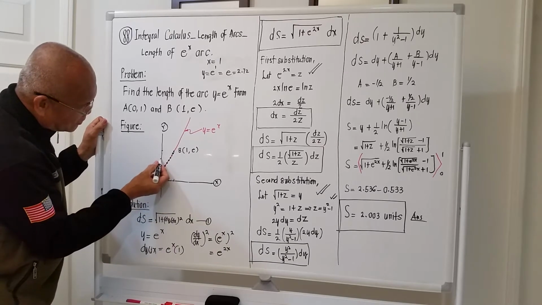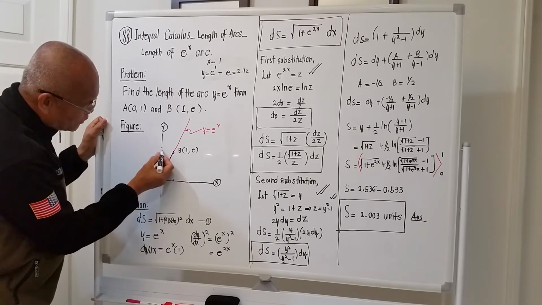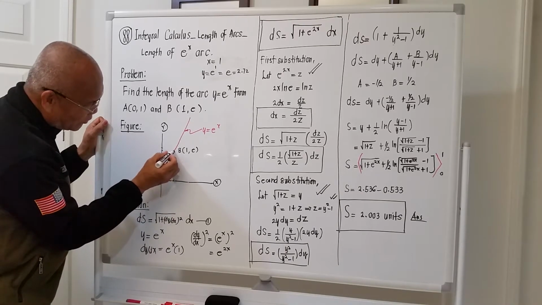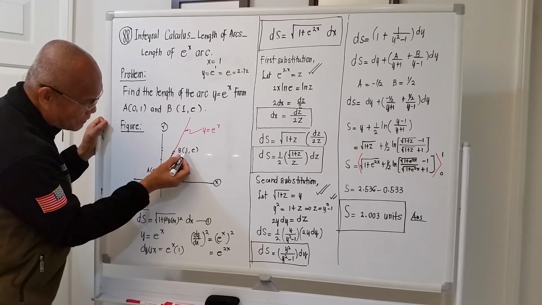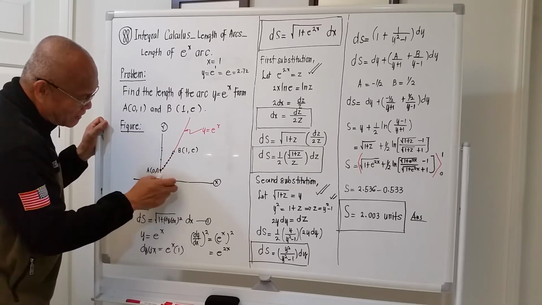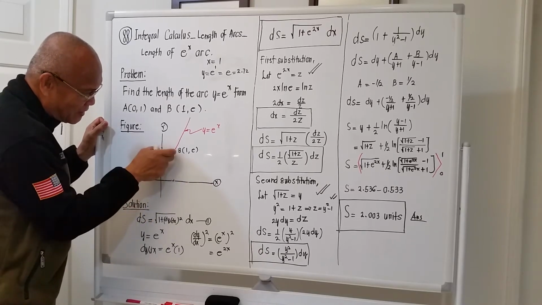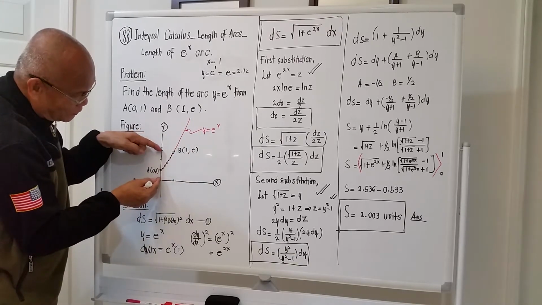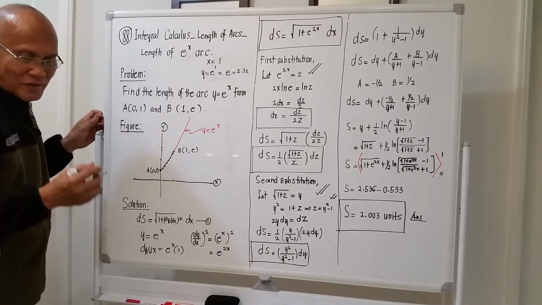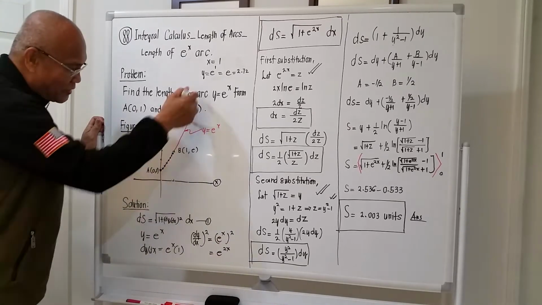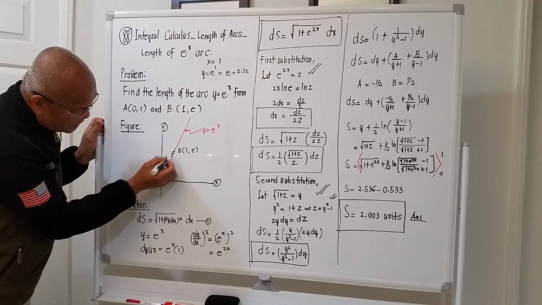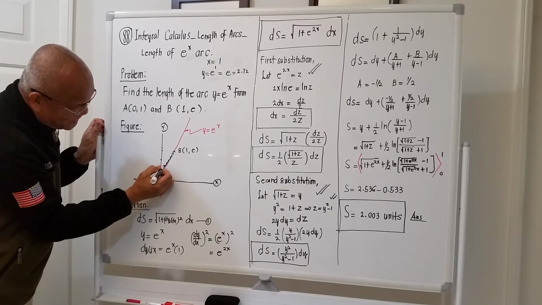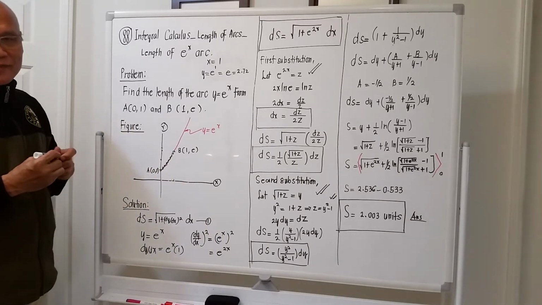So if this is 1, this is 2, this is 3, 2.7 is something here. So actually the second point is this one here, B equal to 1 and e. Meaning the abscissa of this point is 1, and the ordinate is the value e, which is approximately 2.72. So the problem is asking for the total length of this graph from this point up to this one. The problem is asking for that.